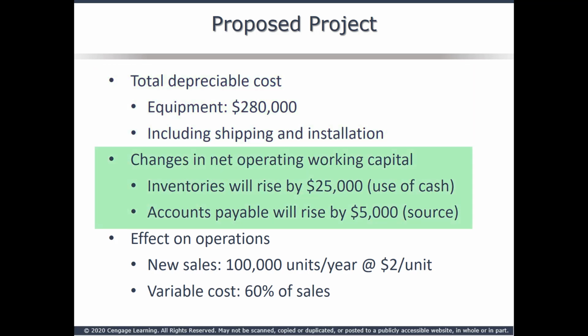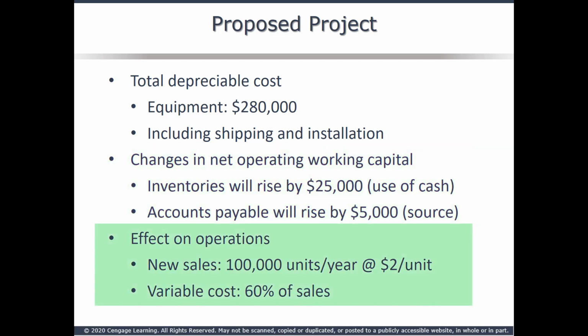The new project will require an increase in inventory of $25,000, a use of cash. Accounts payable is expected to increase by $5,000, a source of cash. So the net change in net working capital, 25 minus 5, is $20,000. Expected results: new sales of 100,000 units a year at $2 a unit. Variable cost will be 60% of sales revenue.